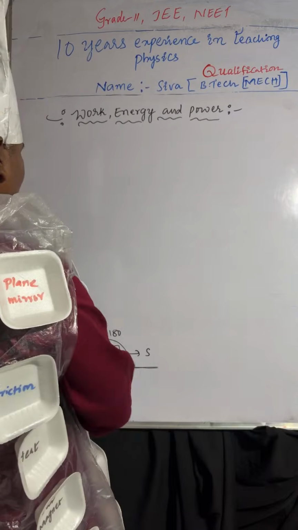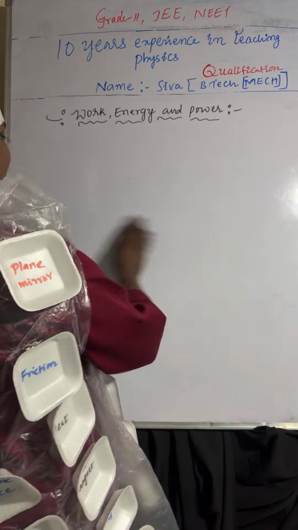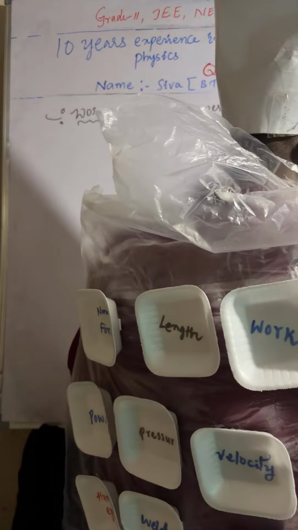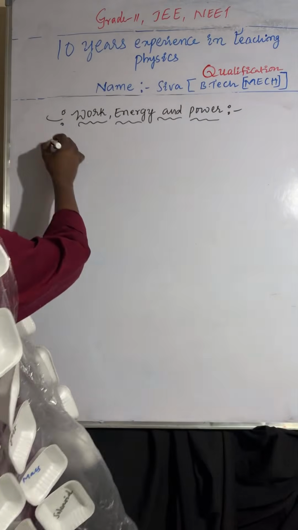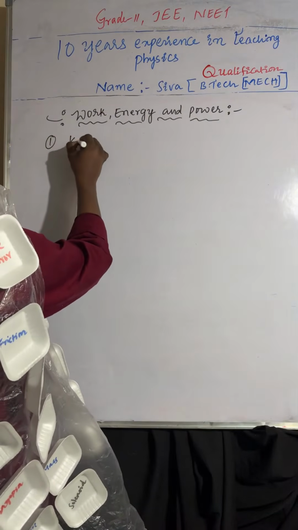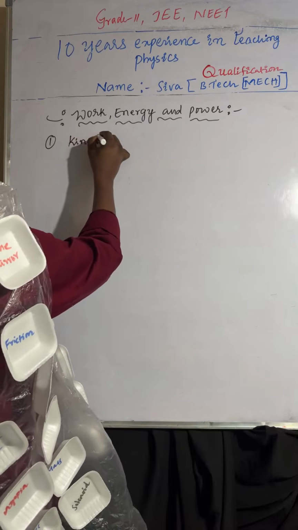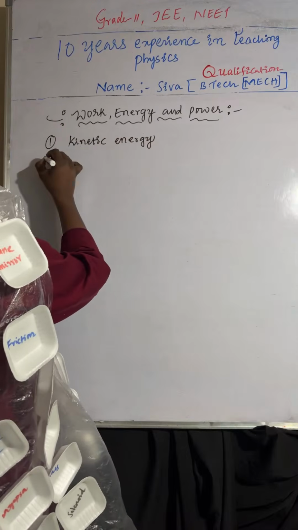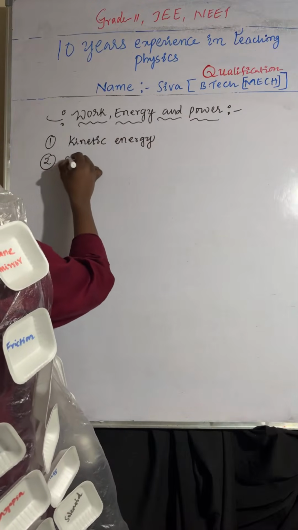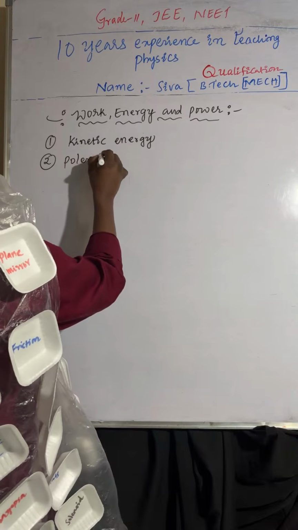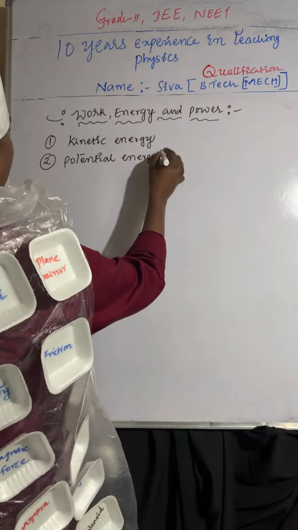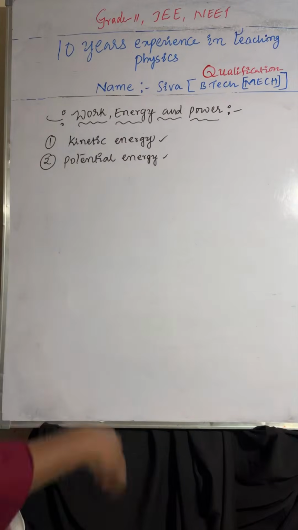Okay, so let's start. Mechanical energy is a combination of kinetic energy plus potential energy. The first is kinetic energy, and the second one is potential energy. So what is kinetic energy and potential energy?